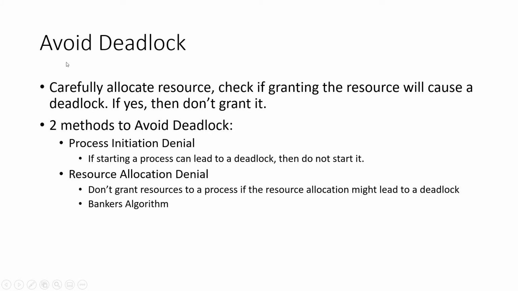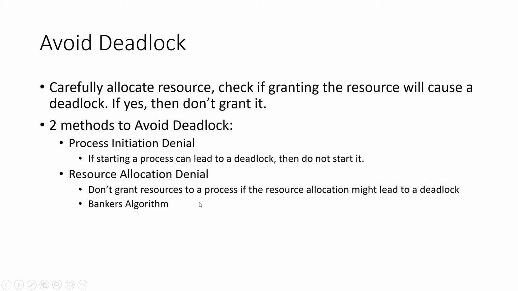To avoid a deadlock, we carefully allocate resources and check if granting the resource will cause a deadlock. If yes, then don't grant it. The two methods to avoid deadlock are process initialization denial, so if starting a process can lead to a deadlock, then we do not start it, and resource allocation denial, which means that we don't grant resources to a process if the resource allocation might lead to a deadlock.